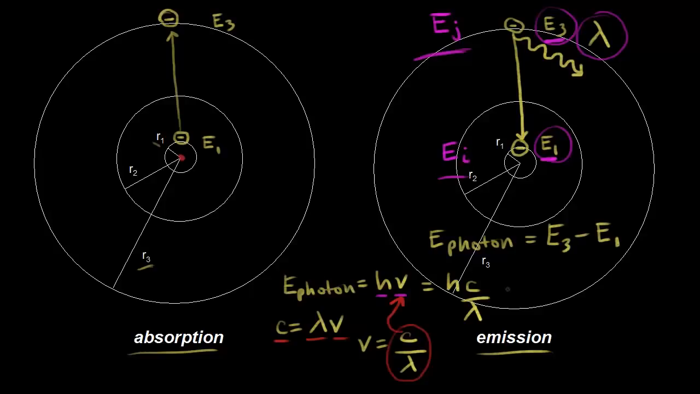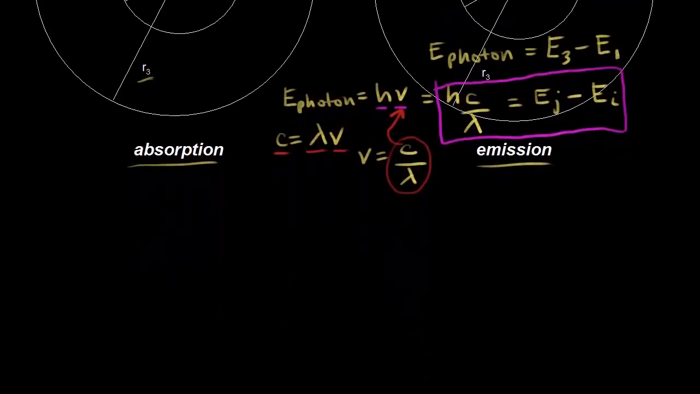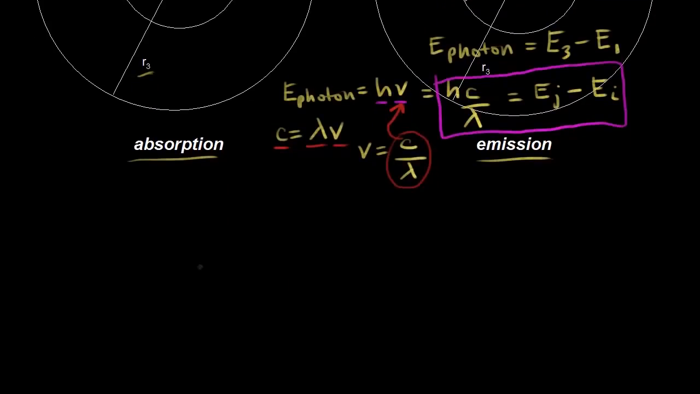So the energy of the photon would be equal to the higher energy level, EJ, minus the lower energy, which is EI. And so now we have this equation. Let me go ahead and highlight it here. So we have hc over lambda is equal to EJ minus EI. And let's get some more room, and let's see if we can solve that a little bit better here. So let me write this down here. So we have hc over lambda is equal to the energy of the higher energy level minus the energy of the lower energy level, like that.